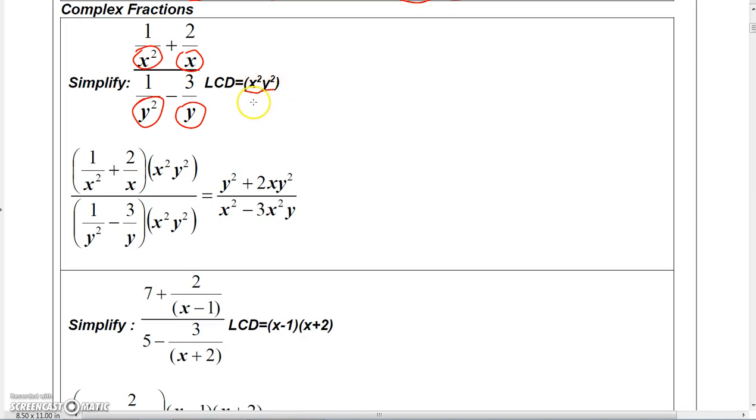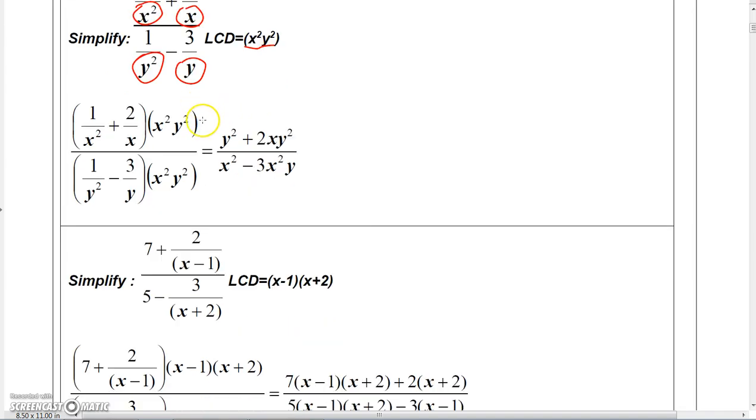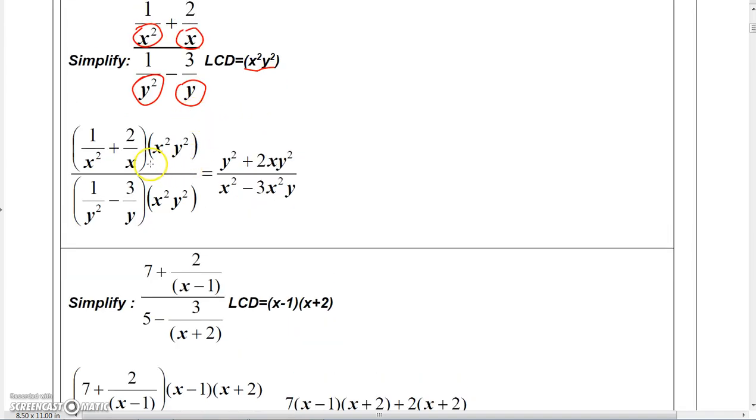Now, what am I going to use that for? Well, I'm simply going to multiply both terms on the top by x squared y squared and both terms on the bottom by x squared y squared. And what that will do is eliminate all four of those fractions. And this is how it works.